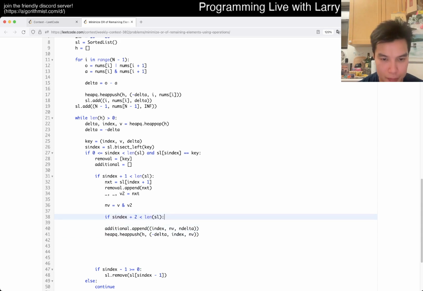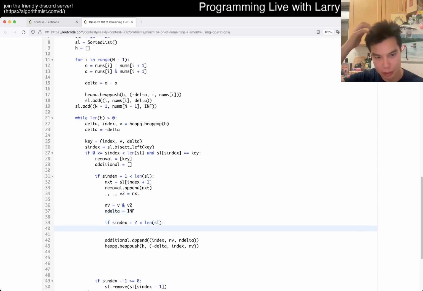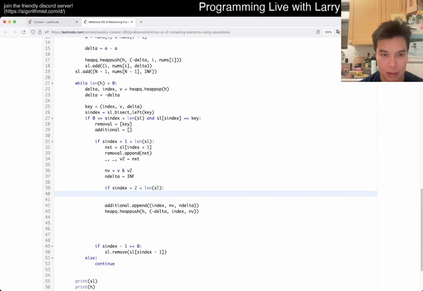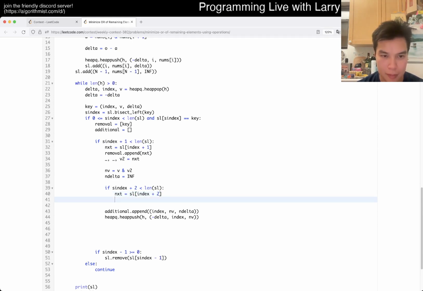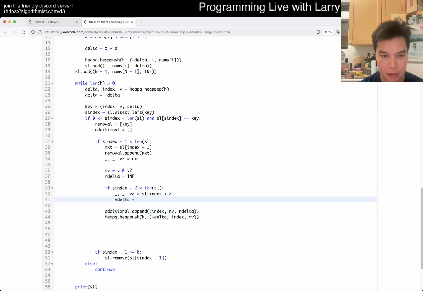But if there's one more value, then we calculate the delta. Okay, fine. And we don't have to remove it because it doesn't affect it. Okay. We just needed to calculate the new delta. Okay, fine. Delta is okay.